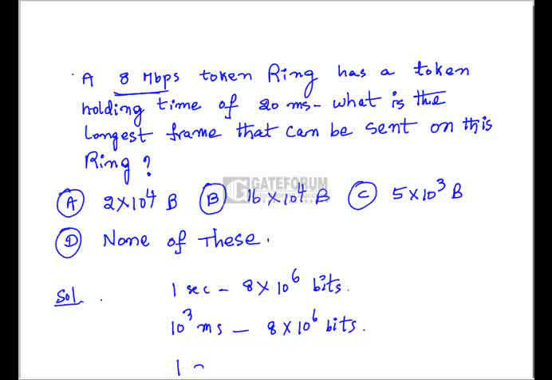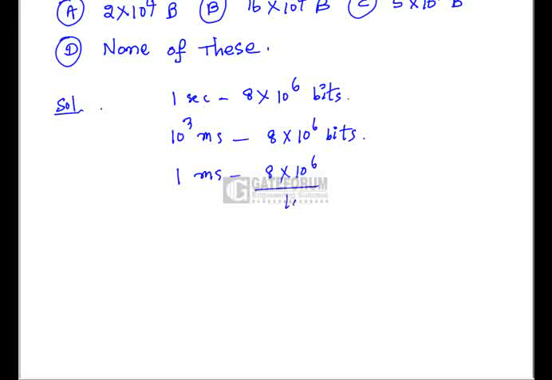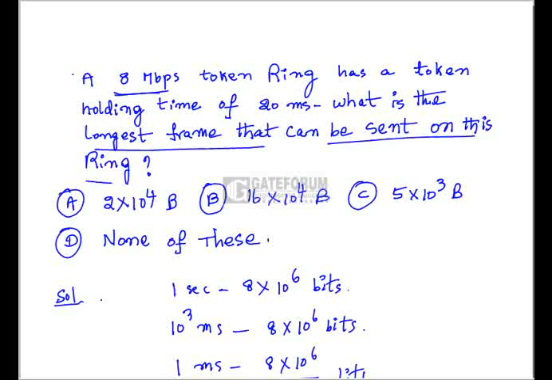For 1 millisecond, it is 8 into 10 power 6 divided by 10 power 3 number of bits. So it is equal to 8 into 10 power 3 bits for 1 millisecond. If you take the token holding time of 20 milliseconds, actually we need to find out the longest frame that can be sent on this ring.